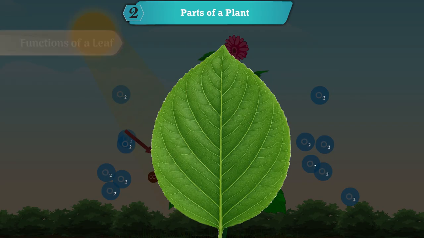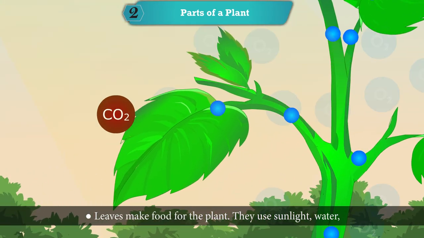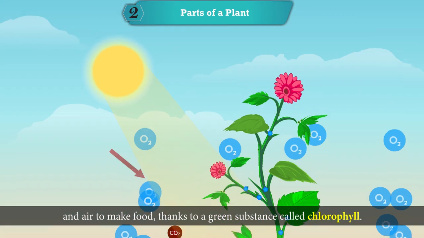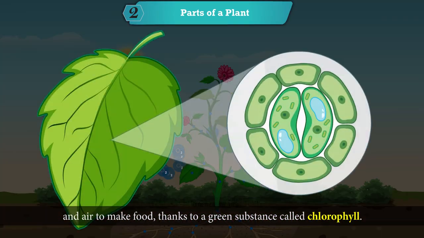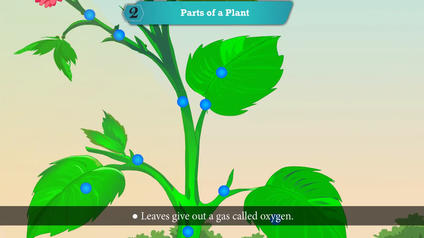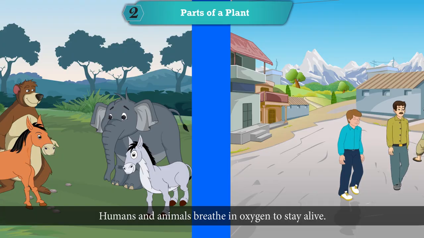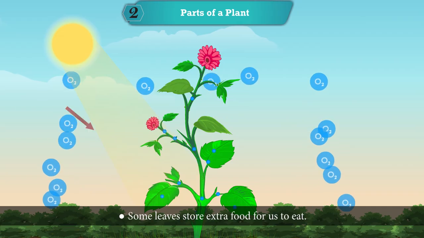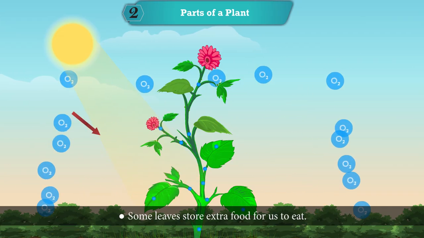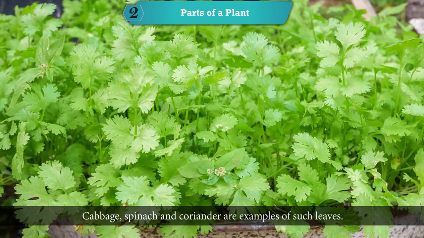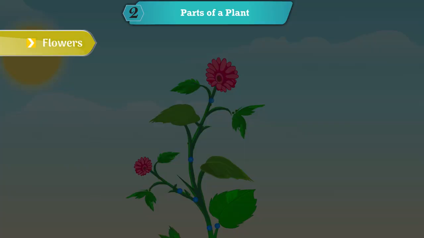Functions of a leaf. Leaves make food for the plant. They use sunlight, water, and air to make food, thanks to a green substance called chlorophyll. The chlorophyll absorbs the sunlight needed to make food for the plant. Leaves give out a gas called oxygen. Humans and animals breathe in oxygen to stay alive. Some leaves store extra food for us to eat. Cabbage, spinach, and coriander are examples of such leaves.